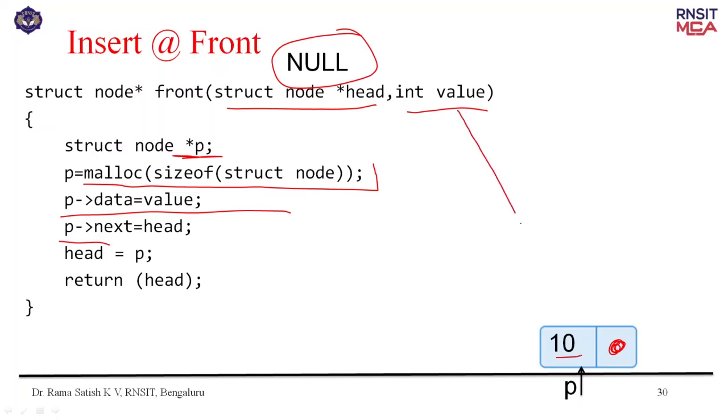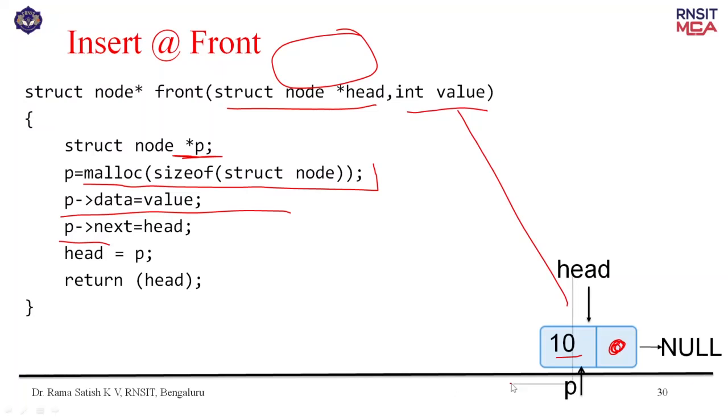In the data part, whatever value you have, you store. In the next part, whatever is there in the head, you are going to join. Head is actually null, so the same null is joined there. Now the first node is created, and head is moved to the new node, that is the P node. This is how the first node is created.